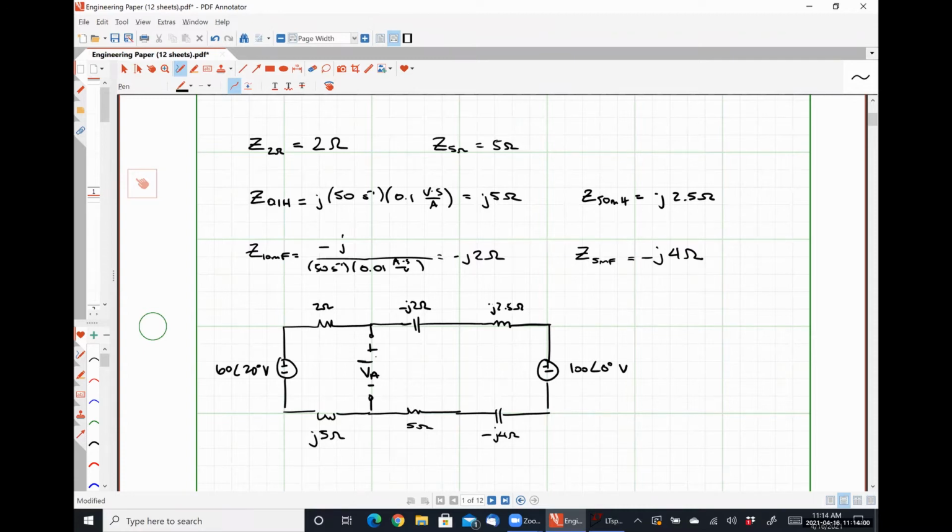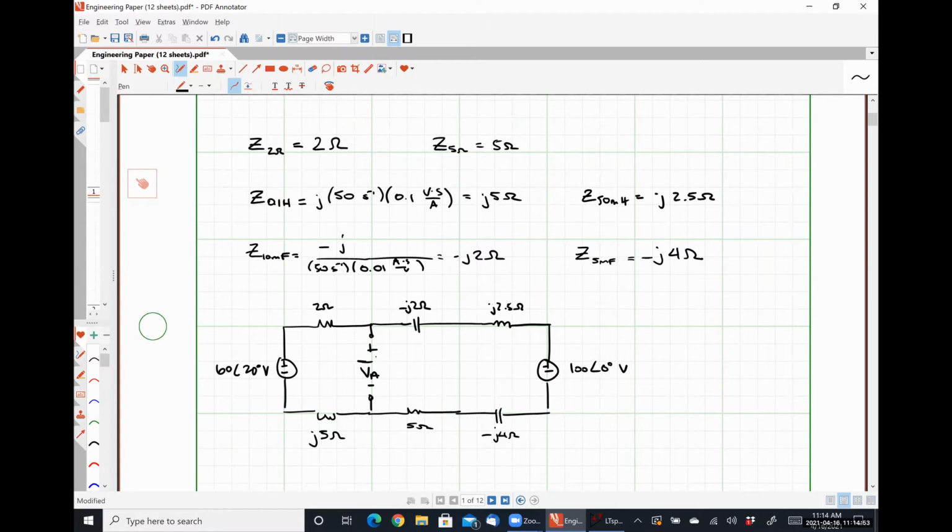So how we can approach this is really up to us. I have two thoughts, okay? We could definitely combine some impedances. For instance, I have a negative J2 ohm capacitor in series with a positive J2.5 ohm inductor. So I could squish those together and make it look like just a J0.5 ohm impedance. I could squish these guys together to make them look like a 5 minus J4 ohm impedance. But I don't know really how much all of that is going to wind up helping me.